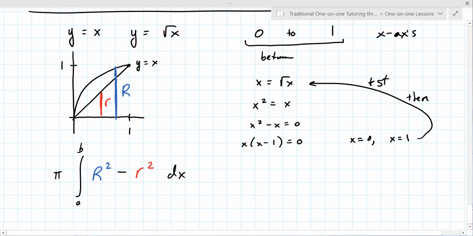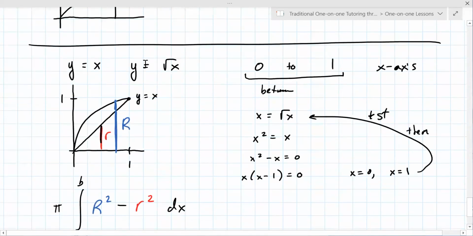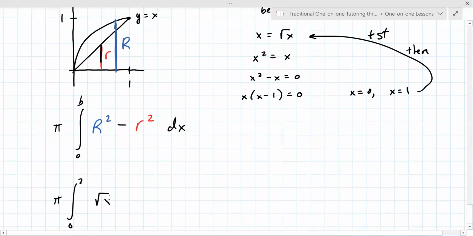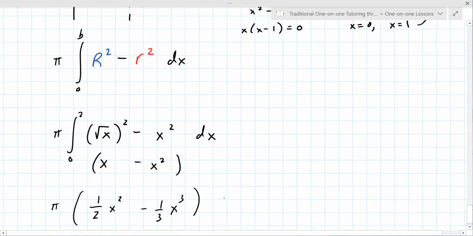So then it's pi times the integral from 0 to 2. What is the big R? It was root x. So root x squared minus just x squared, dx. Yep. So then you simplify that. So then that's pi, 0 to 2, of x minus x squared dx.